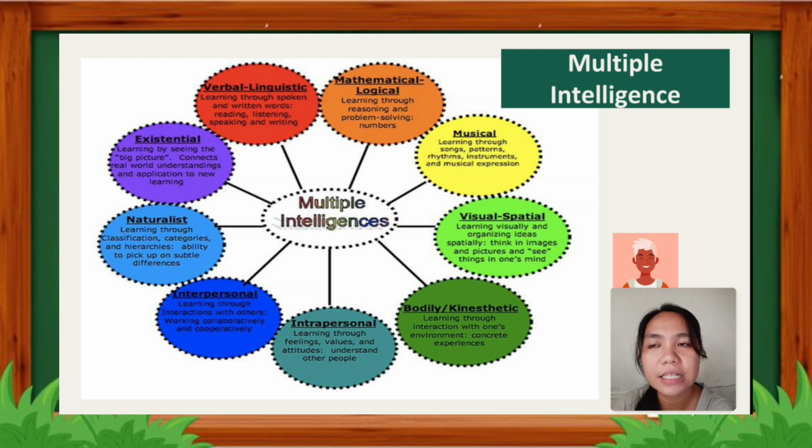And lastly is the existentialist. This kind of intelligence learns by seeing the big picture or connecting real world understandings and application to the new learning. Existentialists are the spirit smart. So those are the 9 intelligences according to Howard Gardner.